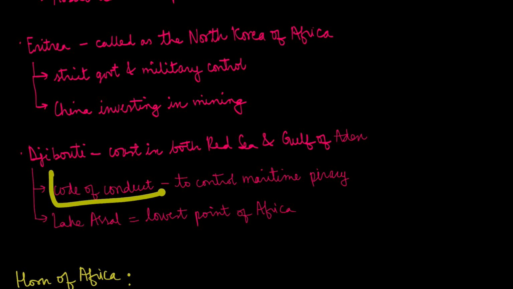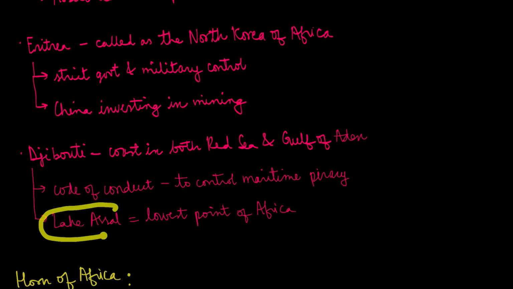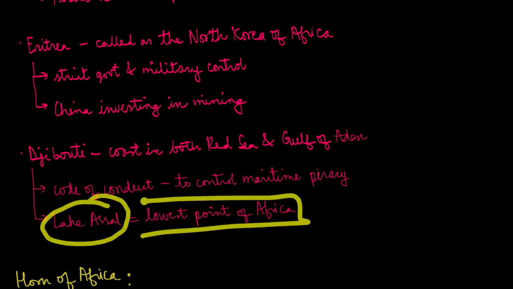There's a code of conduct in which there's mention for the control of maritime piracy. Then present location in Djibouti is the Lake Assal. It is the lowest point of Africa.